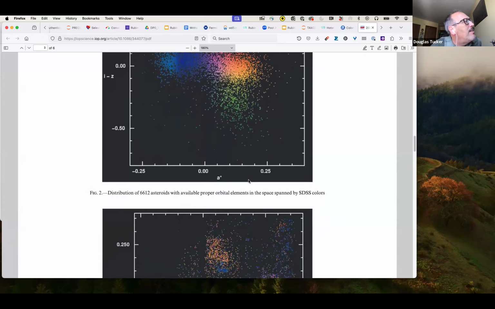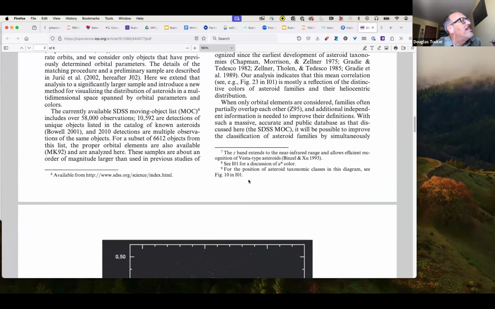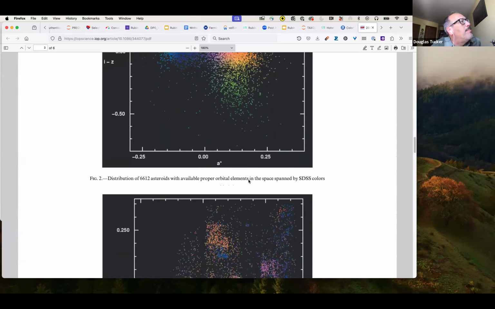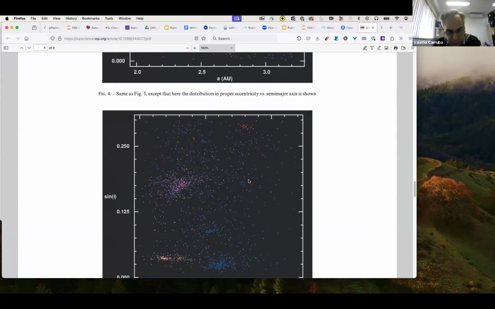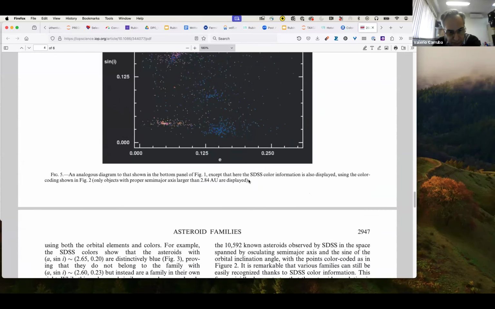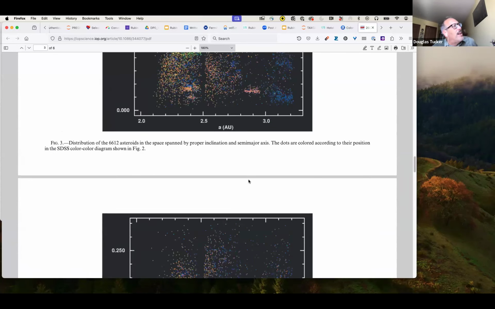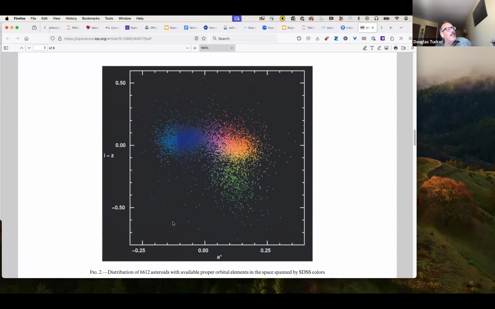They color code the, let's see, where's the color code for the families? It says somewhere. I don't know. Anyway, these are kind of interesting plots. I was wondering if doing something like that would be worthwhile also for Rubin. Maybe not.